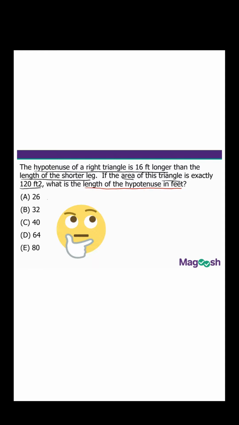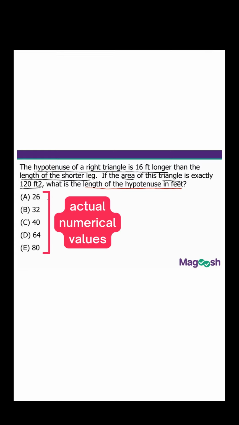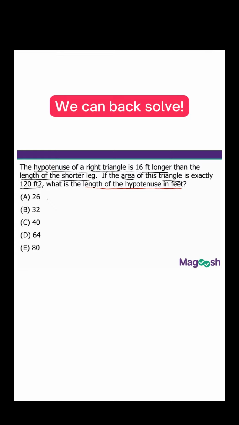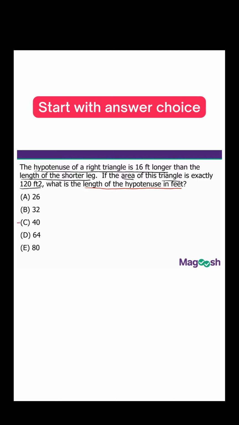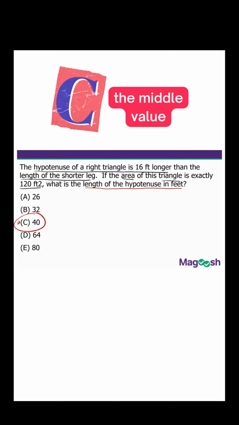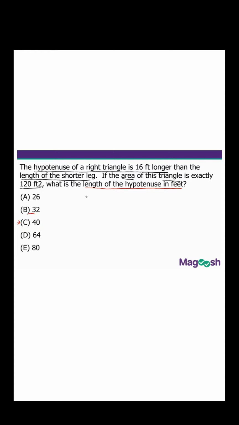Now, if we were going to approach this question algebraically, we would find a really tricky and work-intensive road ahead. But this question asks for something specific, the length of the hypotenuse, and we have actual numerical values in the answer choices, and that means that we can back solve here. When we back solve, we want to start with answer choice C, the middle value. Let's give ourselves a visual for what that would look like.